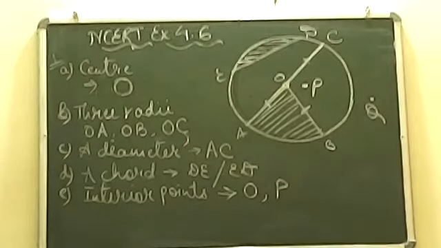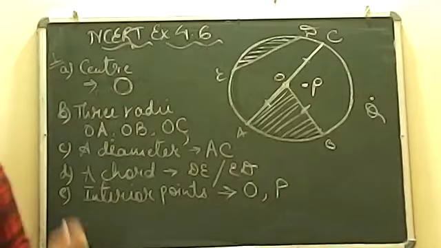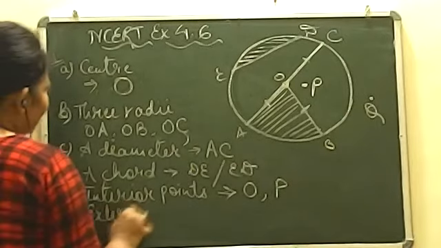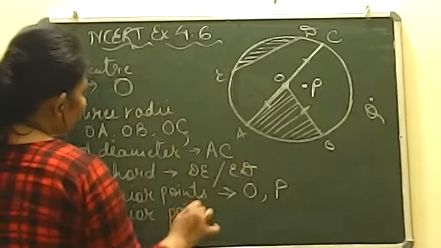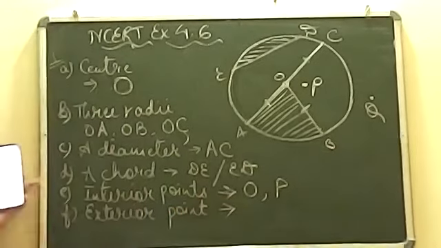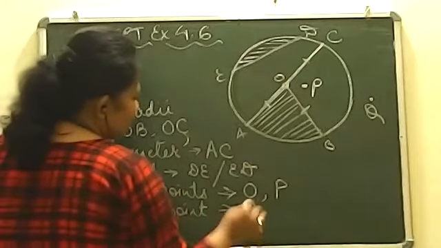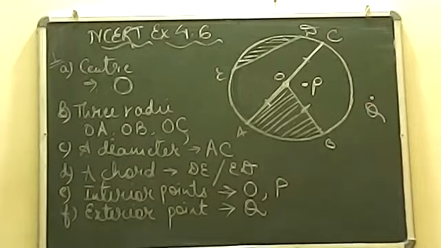You have to speak a point in its exterior. Now you have to speak about exterior point. Can you all help me? Which is the point you find exterior, beta? Yes, very right. The correct answer is Q point. The point Q is on exterior position of the circle. So this is also done.